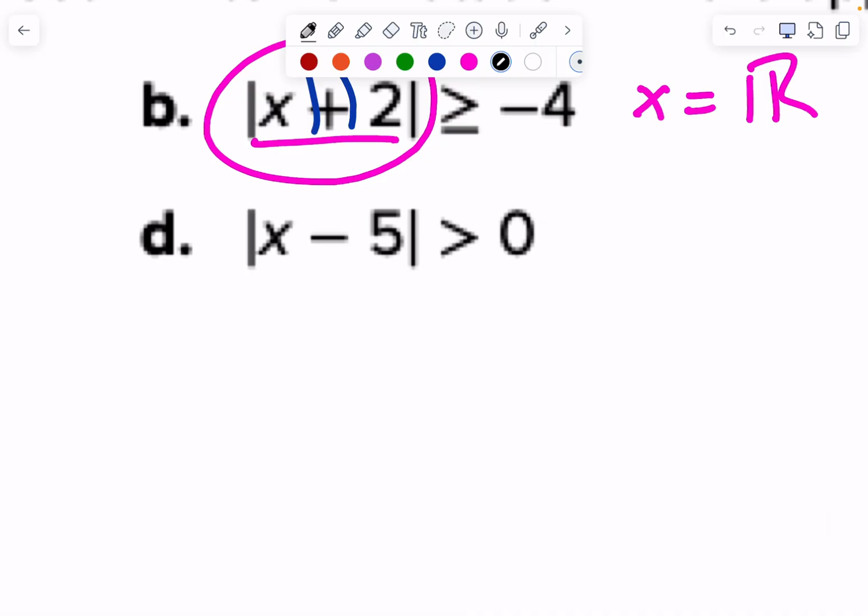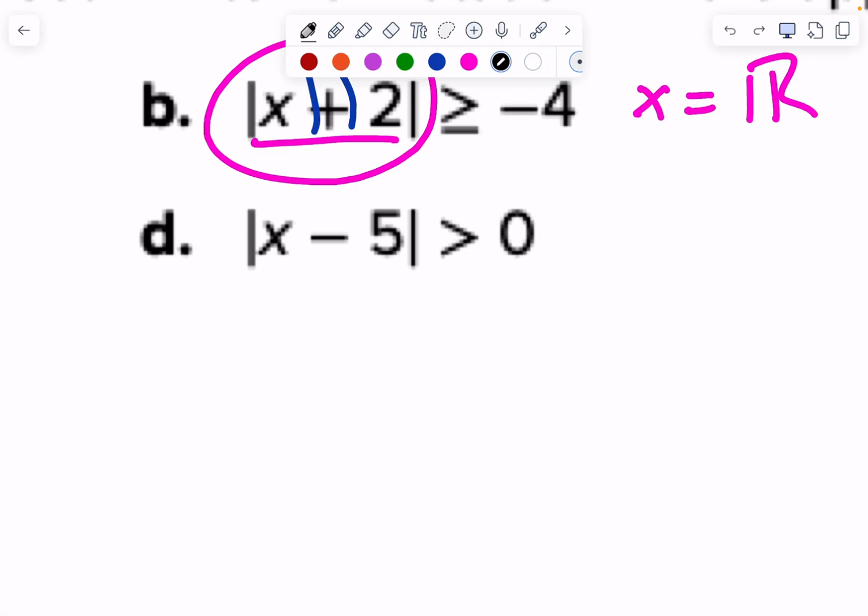This one, D. x has to be greater than 5? No, it could be another number. It doesn't have to be greater than 5. If it's 4, 4 is less than 5. 4 minus 5 is negative 1. The absolute value of negative 1 is 1. 1 is greater than 0. So it's all reals. It can't be 5.